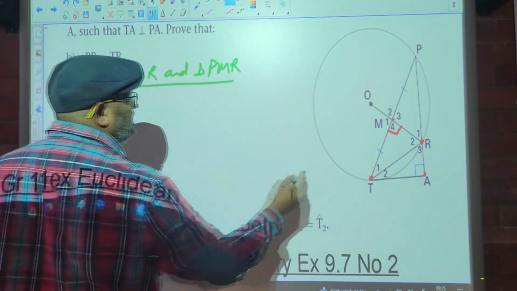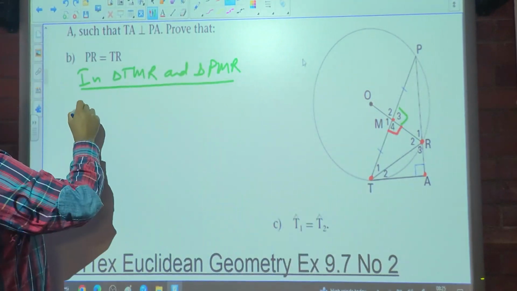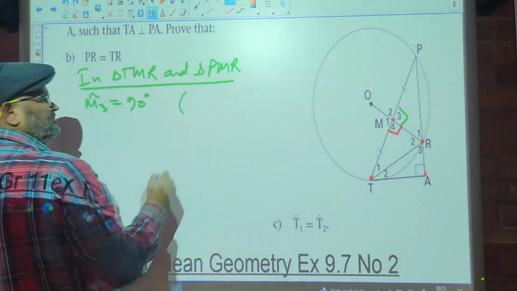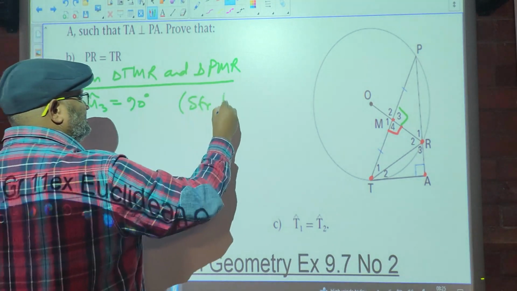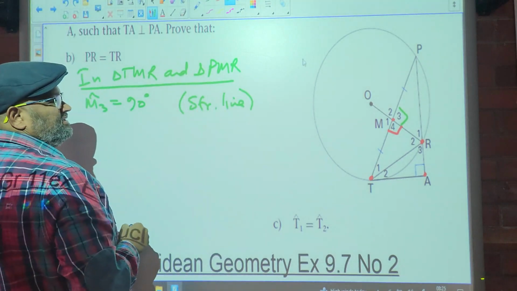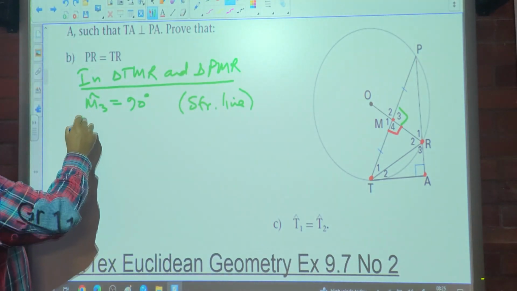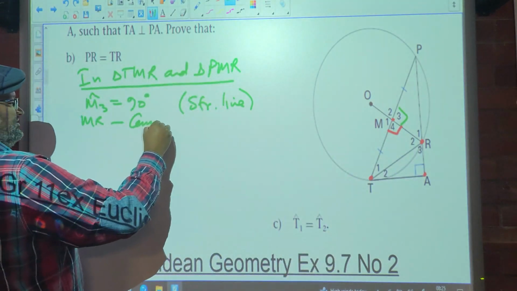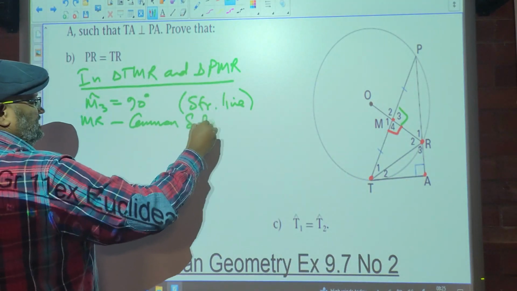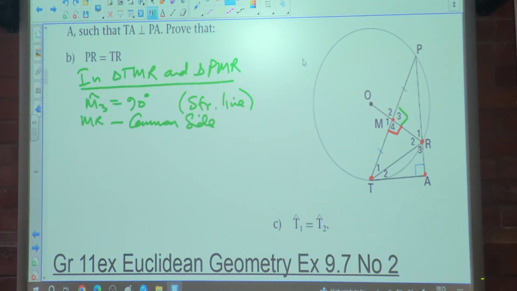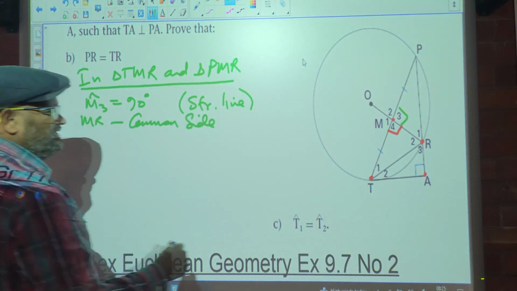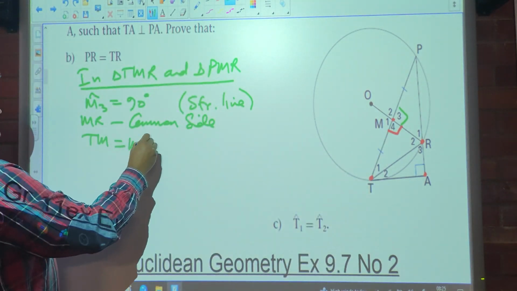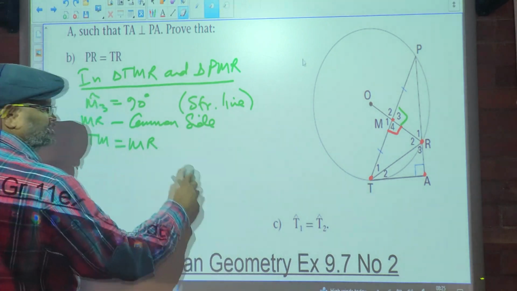So what do I say? I can say that M3 is equal to 90 degrees. Why? Angles on a straight line. Then we know that MR, this line here, is a common side. It's either a common side or a common angle. In this case, it's a common side. Then TM is equal to MP. Why?